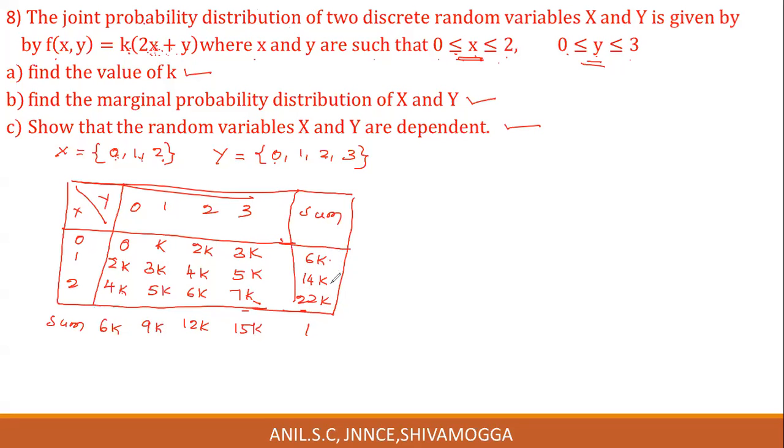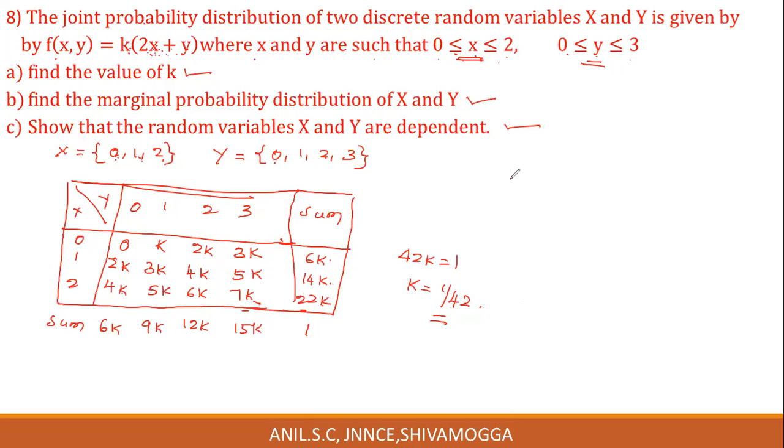6k plus 14k, 20k, 20k plus 22k is 42k. This is equal to 1. Therefore, k is equal to 1 divided by 42. You consider either of these two sums. Both will give you k is equal to 1 by 42.